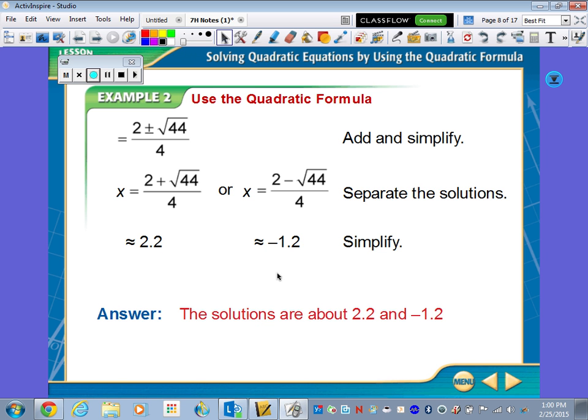Again, generally we do decimals all the time on this. Occasionally we'll ask you to not do that, but we'll let you know. So you end up with your answers being 2.2 and -1.2. So let's move on to the next one.